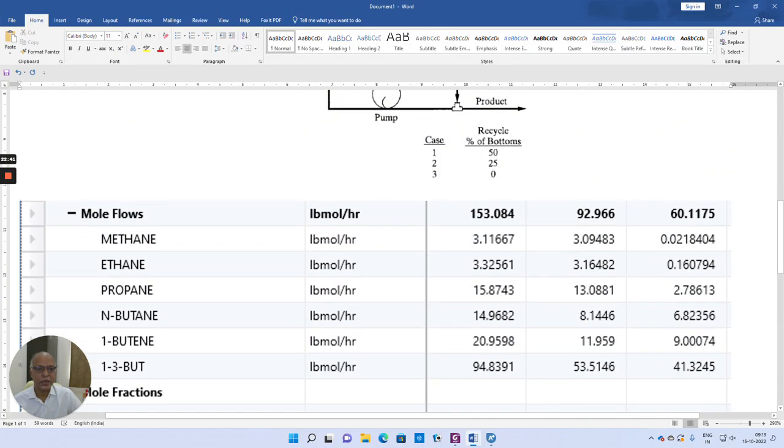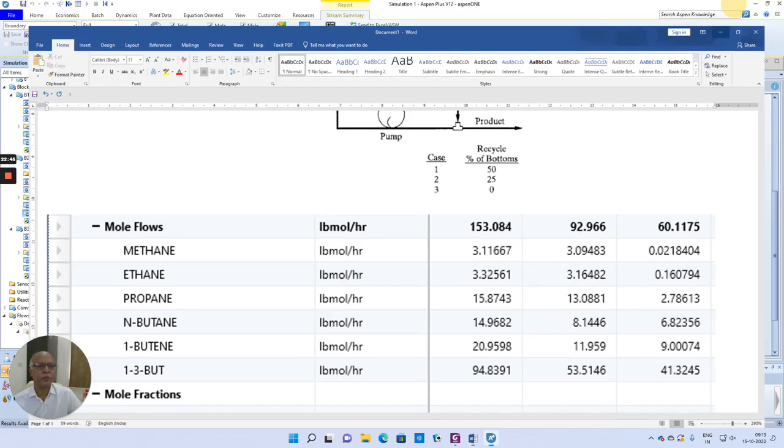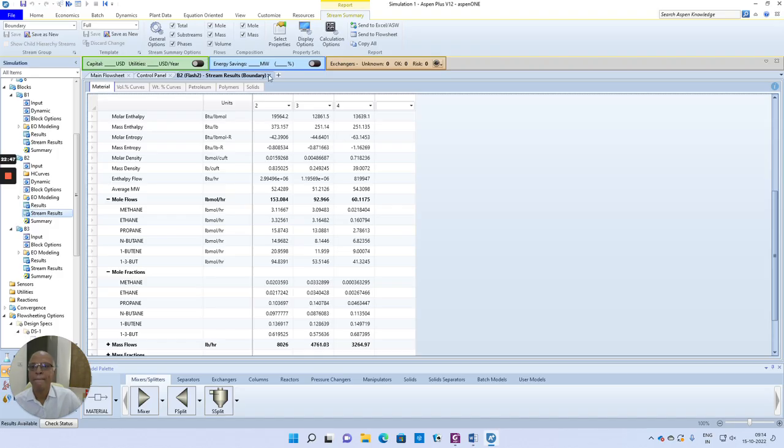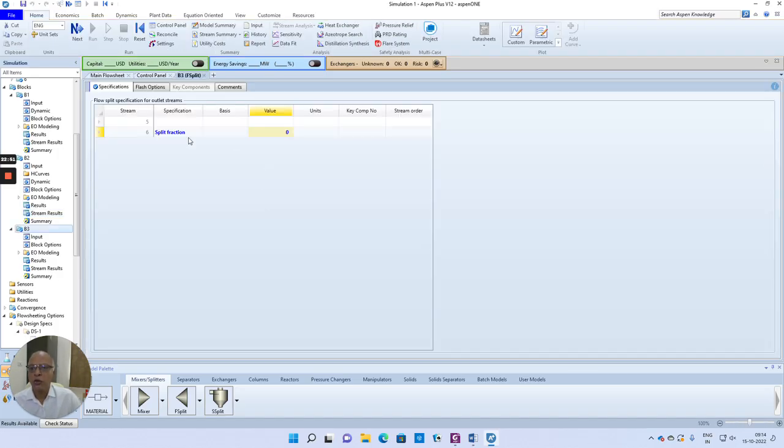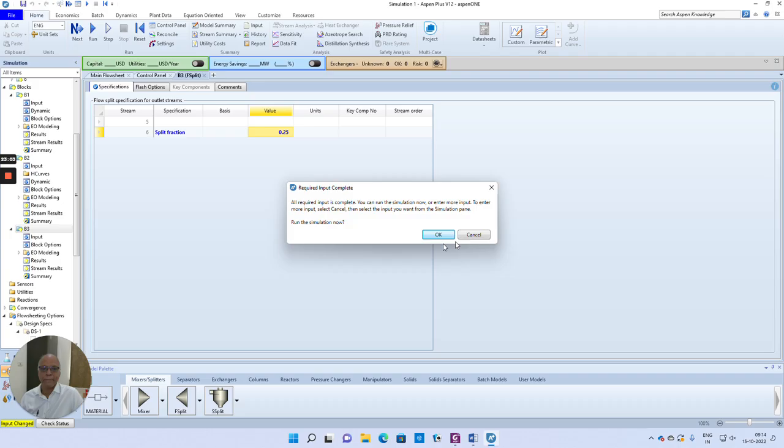So these are some of the results when we did not have any recycle. Okay, let us come back to the problem now. Now, what is it that you want to do? I wanted to send back 25% of the bottom product in the form of a recycle. This is the only change. Now, with this recycle, what will happen?